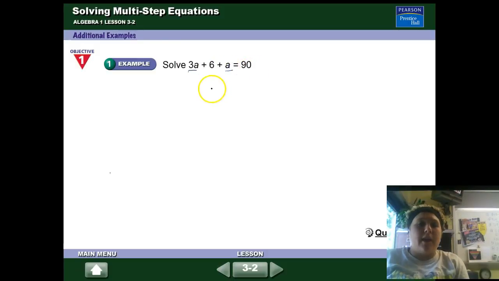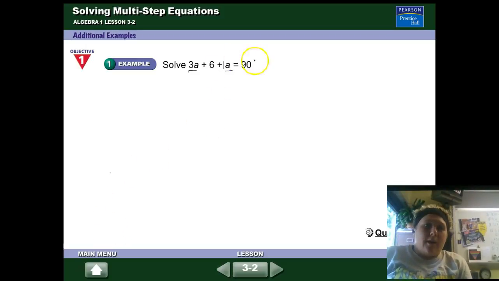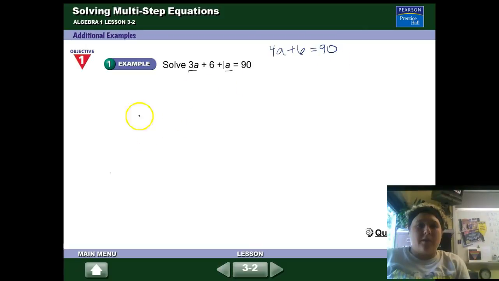So the 3a plus, understand that there is a 1 out in front of that, 1a. Combine those together, 3a plus 1a is going to give you 4a. 4a plus 6 is going to equal 90. Now I'm going to write this up here because we're going to pop in some of their work here, but I want you to see that first thing I do is draw a line to the equal sign.